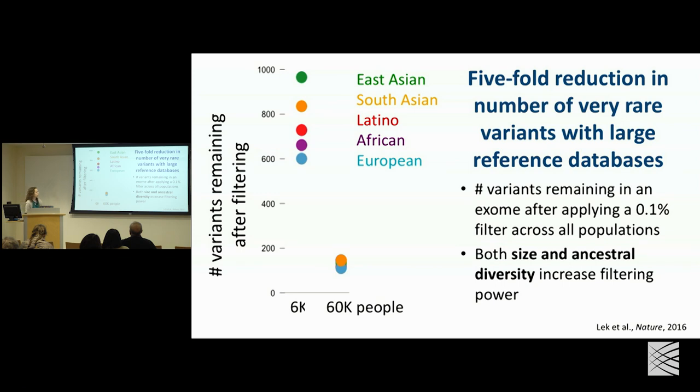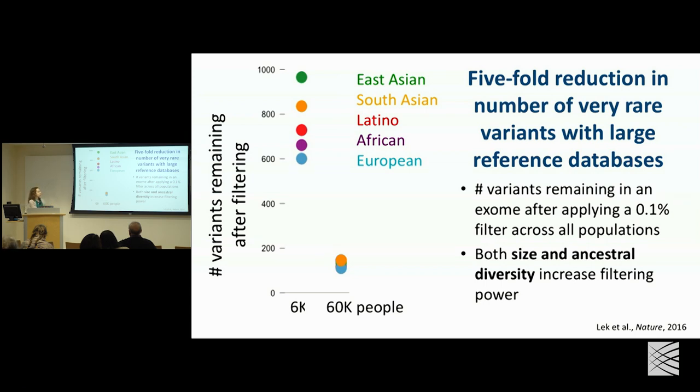When we use reference population databases, this is the power of them. So when we had 6,000 people, if we asked in a single person's exome how many variants were left if we removed everything that had an allele frequency greater than 1 in 1,000, or greater than 0.1%, when we used the 6,000 people in the ESP database that has Europeans and African Americans, we saw that you had 600 to almost 1,000 variants that were left.